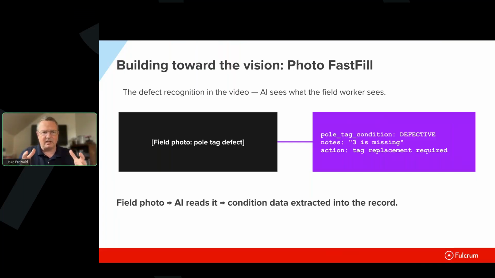The ability to capture large amounts of textual data rapidly is something that is happening immediately. Now, that relates, of course, in the video to things like the field worker being able to say, okay, it's 1734 and it's missing the 3. That ability to recognize that there's a defect in the text is something that photo fast fill is part of, is a building block for.